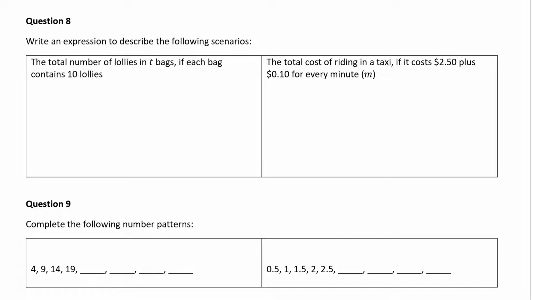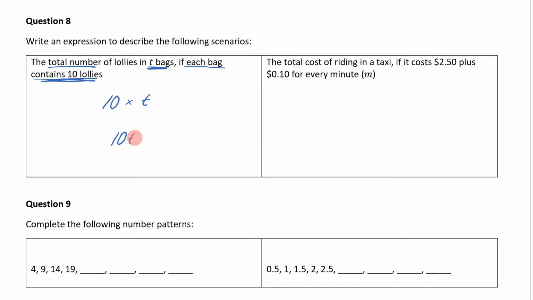All right, we're now going to answer these ones. It says, write an expression to describe the following scenarios. The total number of lollies in t bags if each bag contains 10 lollies. Okay, so let's read that again. We've got the total number of lollies in t bags. We don't know how many bags we've got, but we know that in each bag, there are 10 lollies. Well, to figure out the total number, it's just going to be 10 times t, which is just 10t.